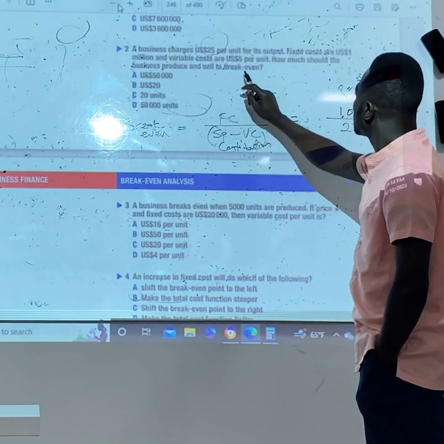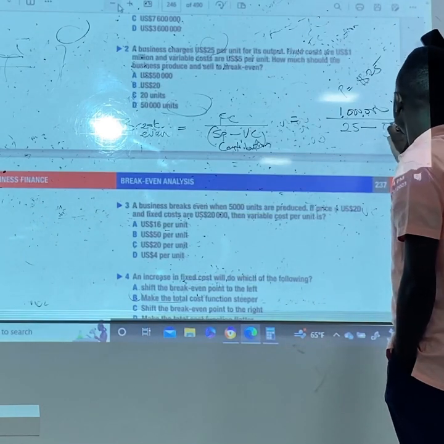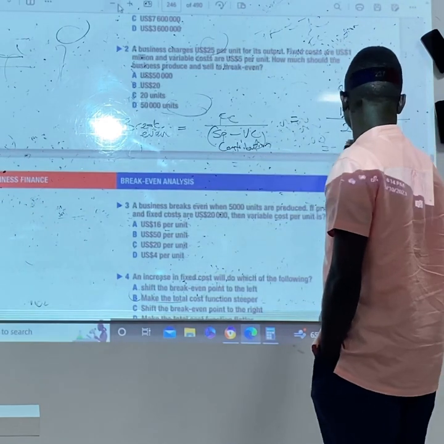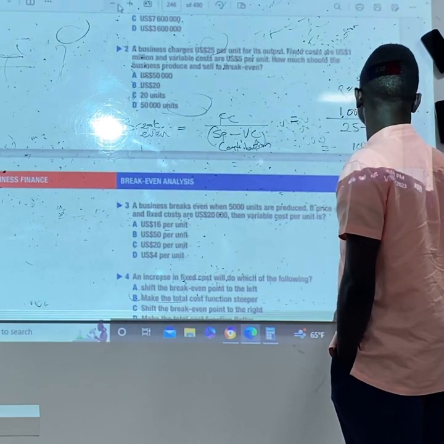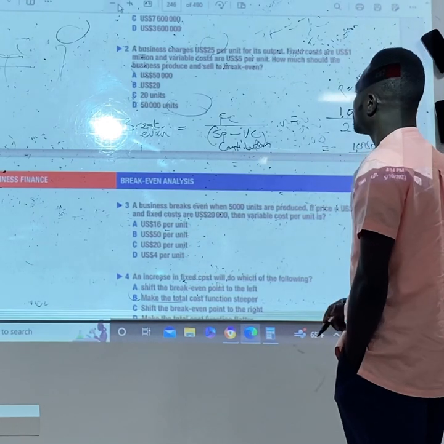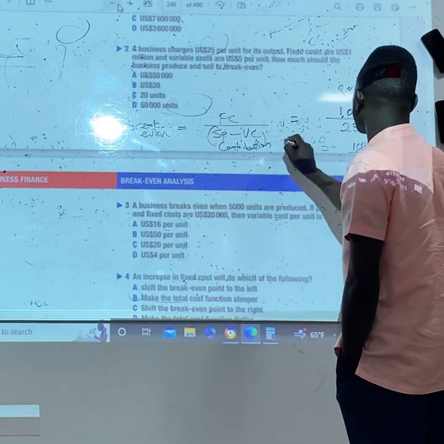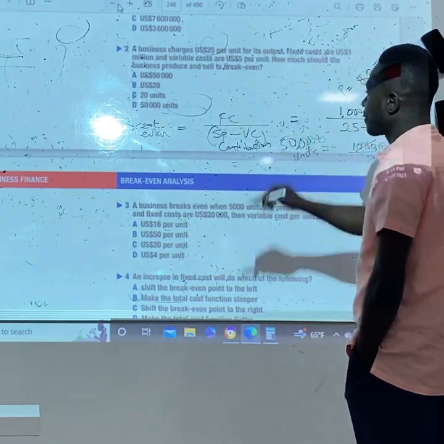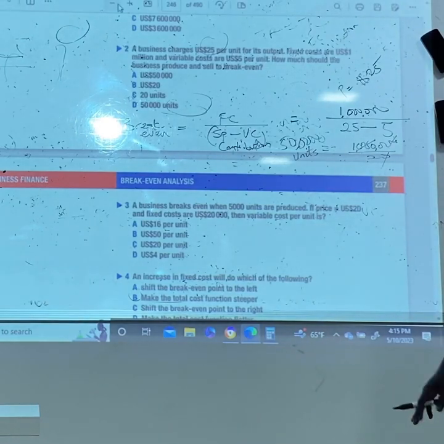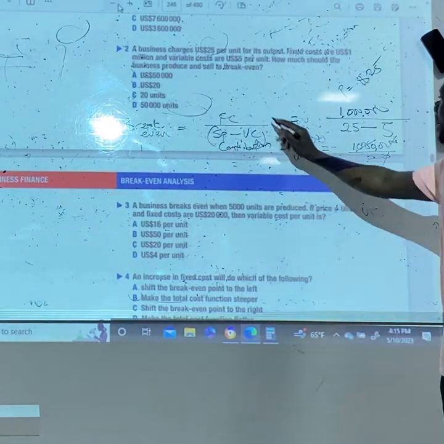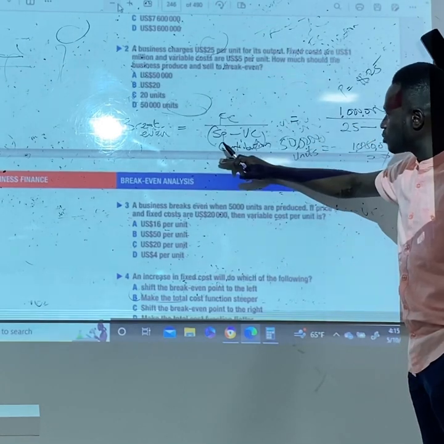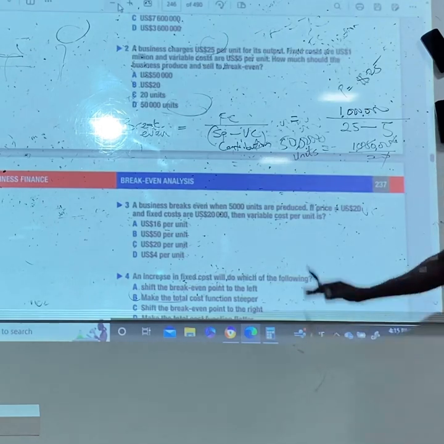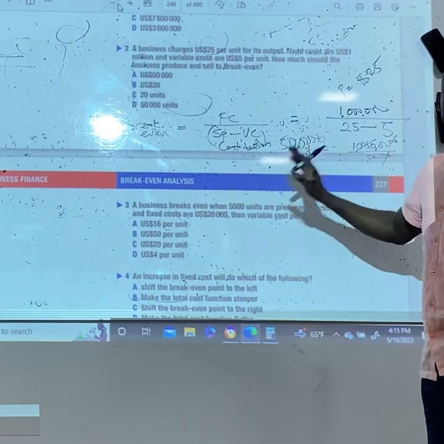The variable cost is $5, right? So 1 million divided by 20. This gives us 50,000 units. Is it clear? Do you get it now? Because our break even is this. So we have our FC, we have our contribution. This divided by this gives us our break even. Is it clear? So the firm needs to produce 50,000 units to break even.